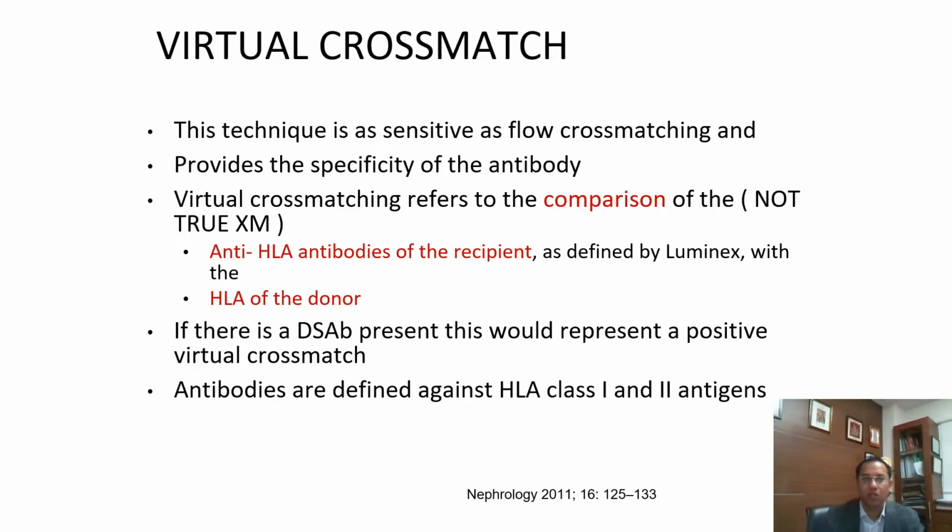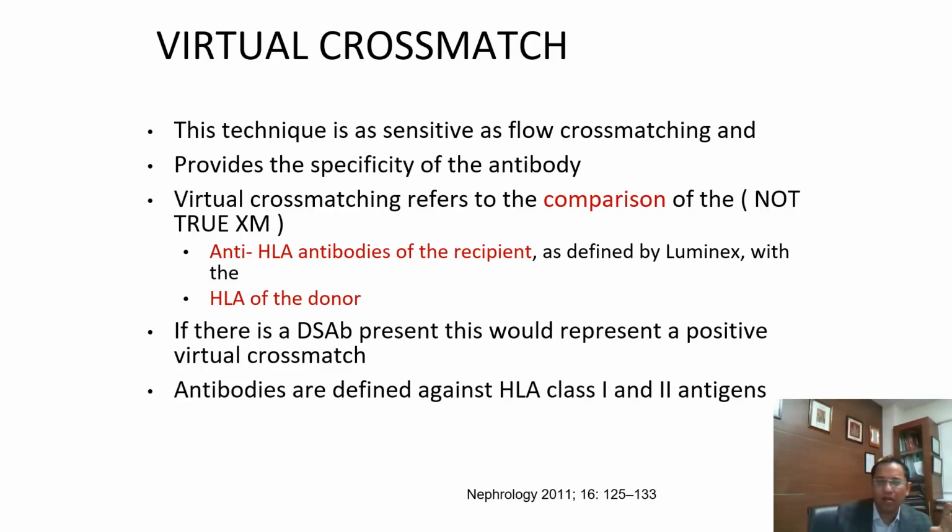It's a virtual cross match. So what you are doing essentially means donor cells react with patient serum, but you are not actually doing it. So donor cells means donor antigens. Donor antigens mean donor HLA antigens. So donor HLA antigens means you have to do a donor HLA typing, and you see what HLA typing the donor has, and then you compare it with the patient serum which has antibody.